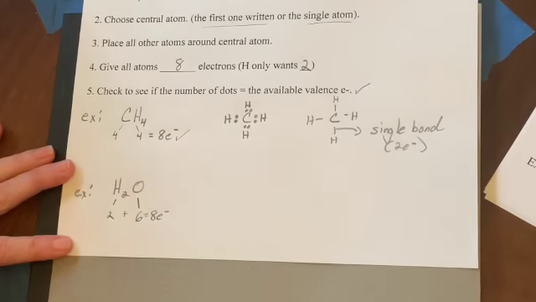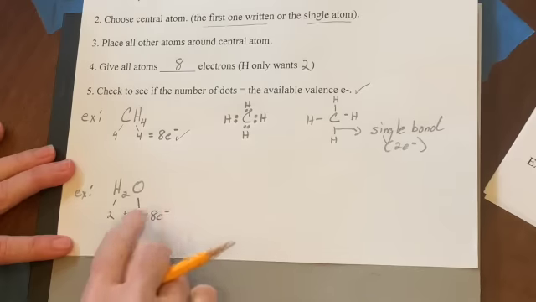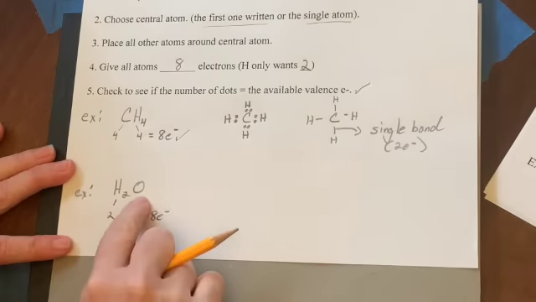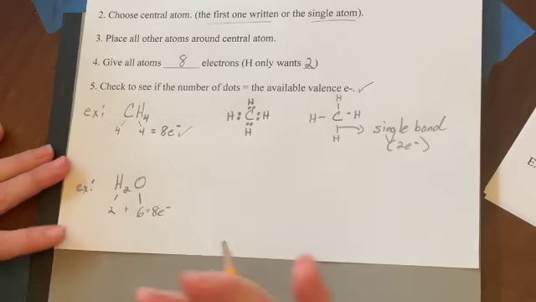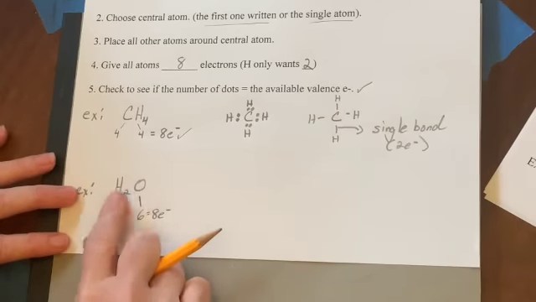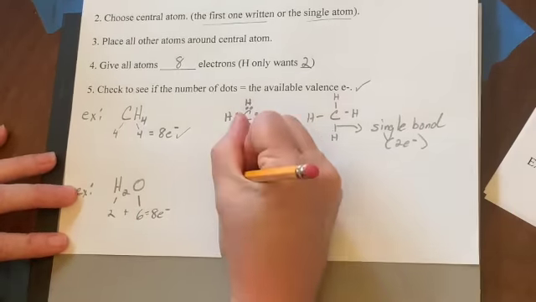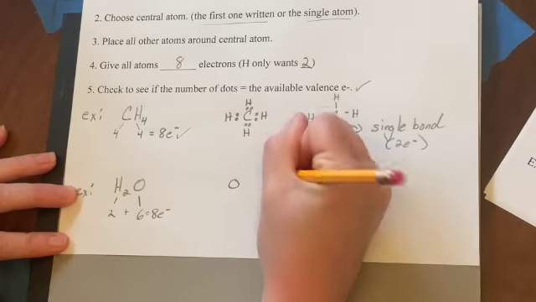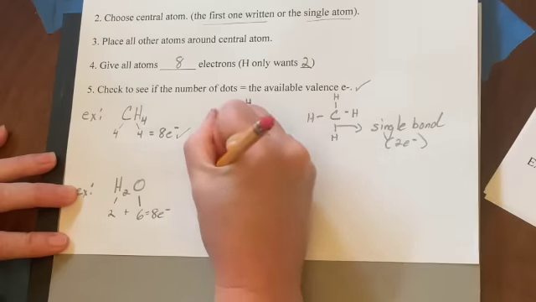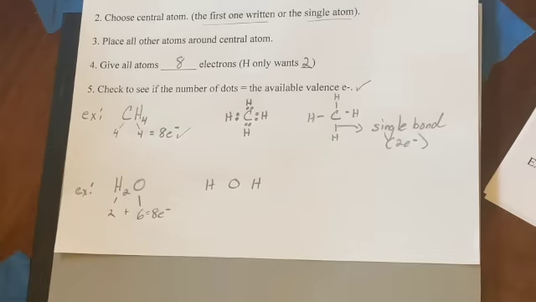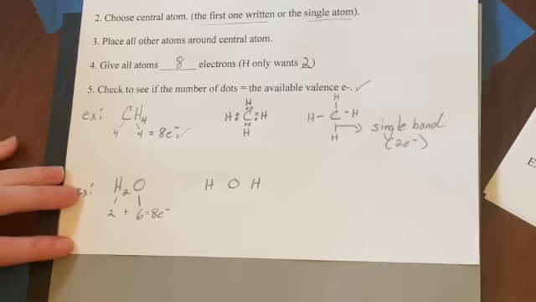I choose my central atom. Remember, your central atom is either your only single atom, or sometimes it's the first written. In water's case, it is not, because remember, hydrogen can never be in the center. So we're going to go on ahead, and oxygen's going to go in the center. I'm just going to choose 2 sides for hydrogen to go on. It doesn't matter. You could have written 1 above and 1 below. That doesn't make a difference.